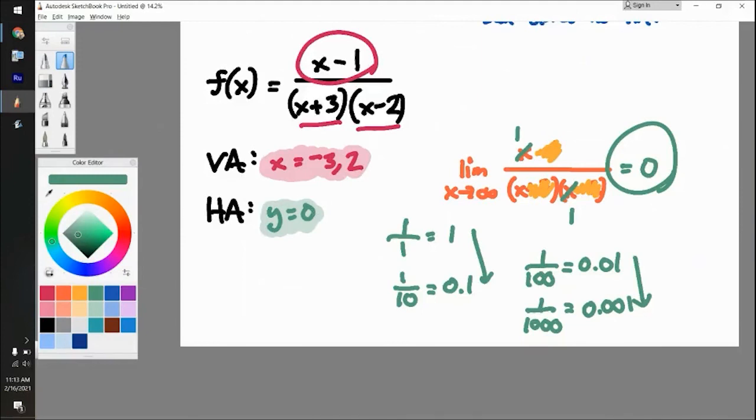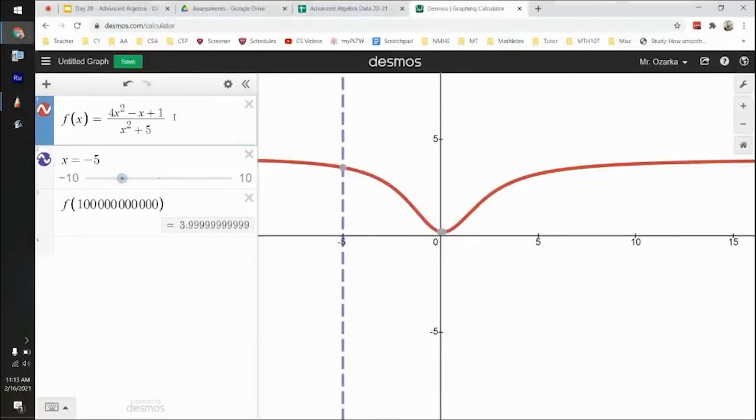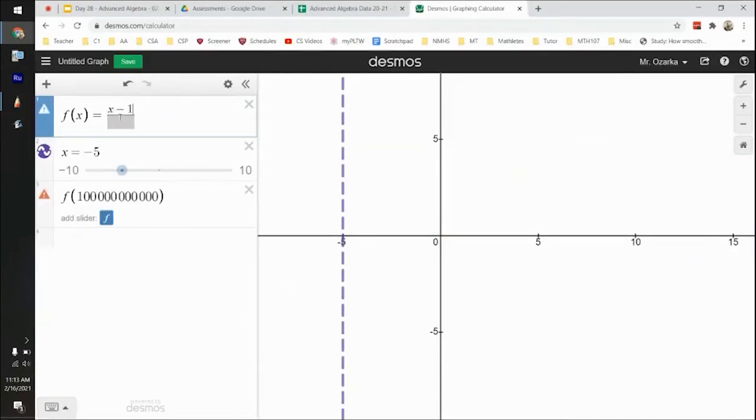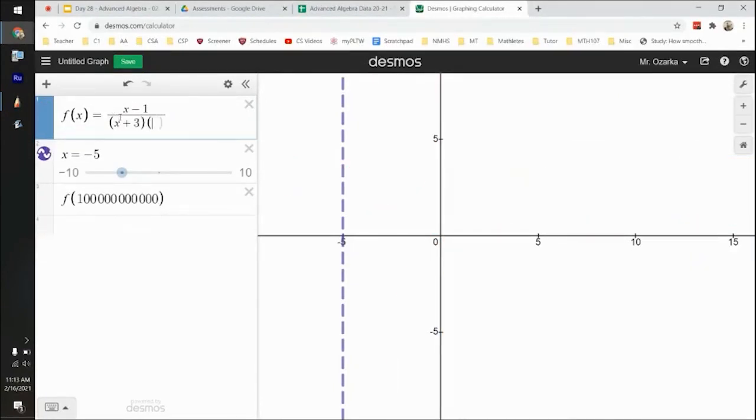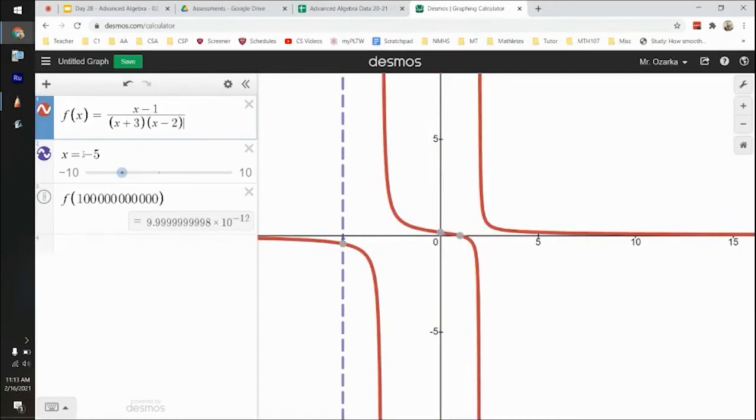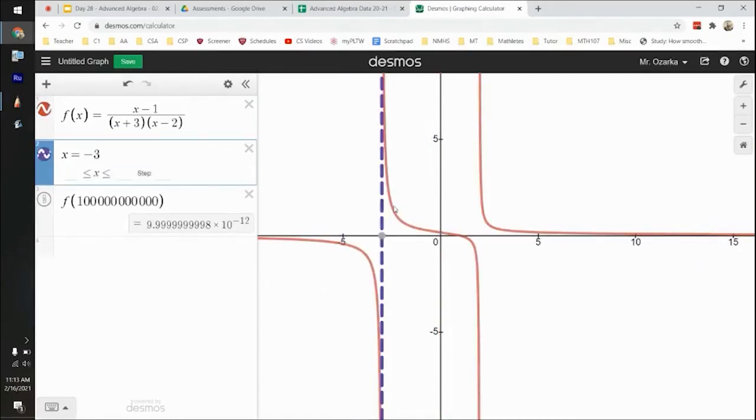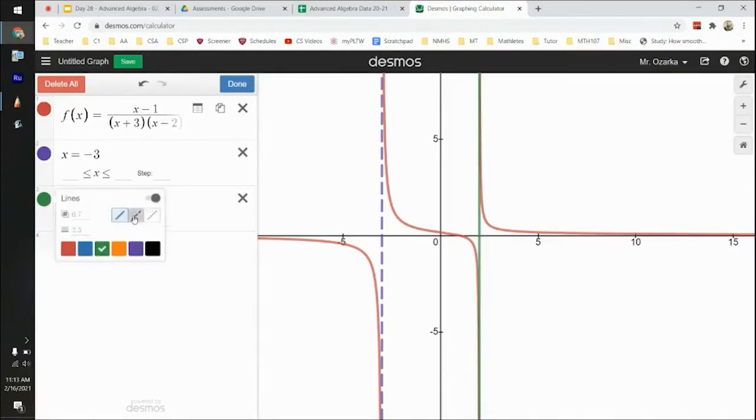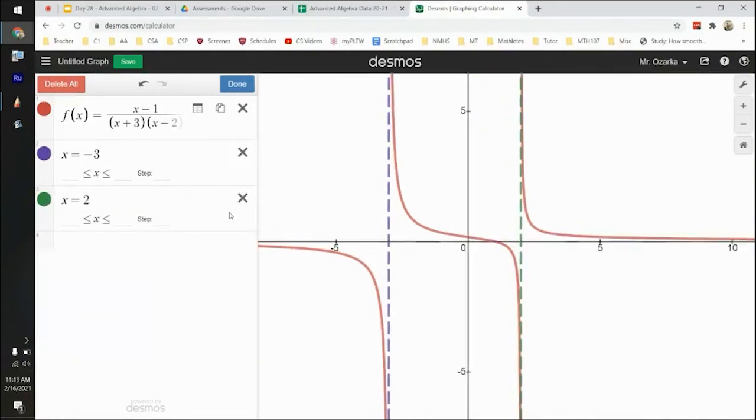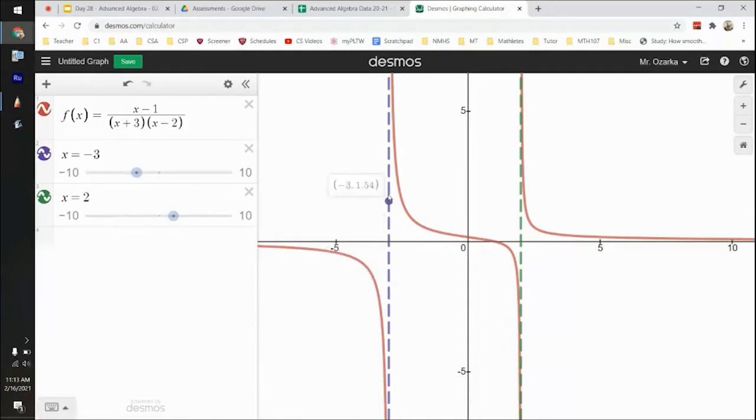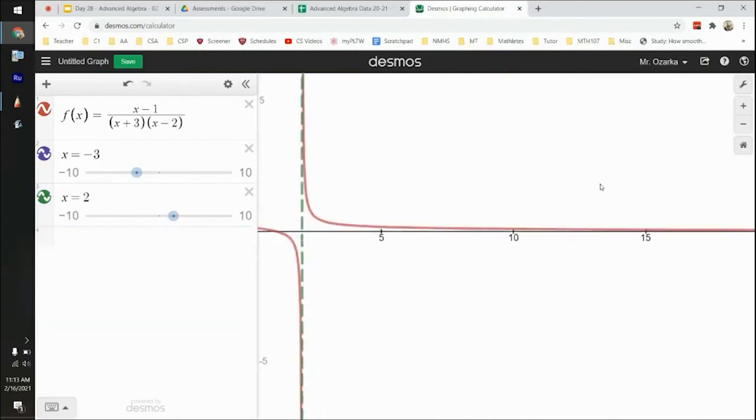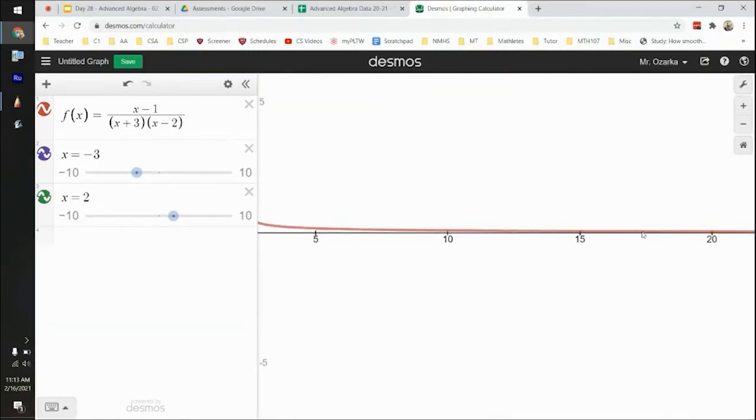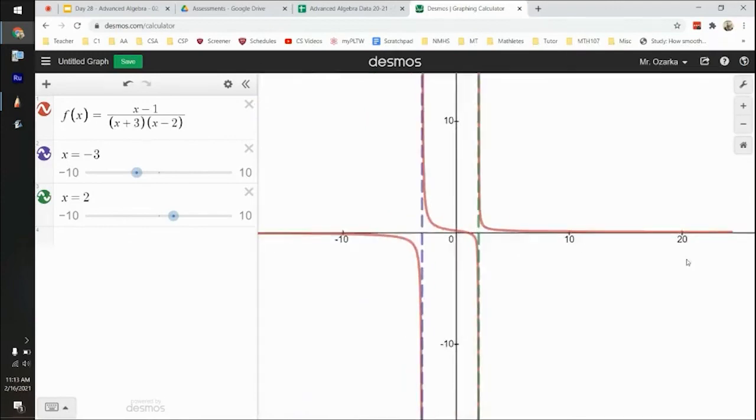Okay, let's graph this out to see what it looks like. So we have x minus 1, and then x plus 3, x minus 2. Okay, first let's check the vertical asymptotes. So x equals -3 and 2. Let's make this a dashed line here. And if you notice, at -3, which is right here, and 2, we have vertical asymptotes. Awesome. But the horizontal asymptote, where is this going? Where is this getting infinitesimally closer to?